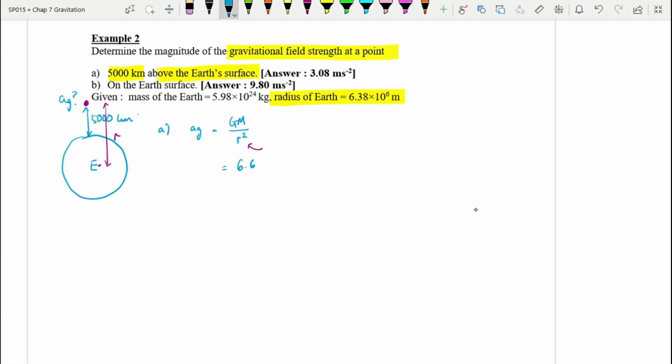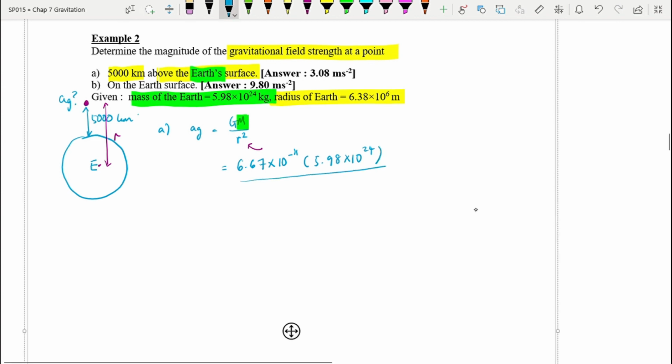So substituting the value of the gravitational constant and then mass of the earth, sebab ingat dalam formula AG equals to GM over R square, M here mesti mass of the point mass. Sekarang siapa yang produce the AG? Mestilah Earth. Okay, Earth yang produce AG. Jadi kita akan gunakan mass of Earth. Okay, so 5.98 times 10 to the power of 24 over R kita, macam saya kata tadi, mesti radius of Earth. Okay. So, kita highlightkan sikit lah. R adalah radius of Earth plus with 5,000 km.